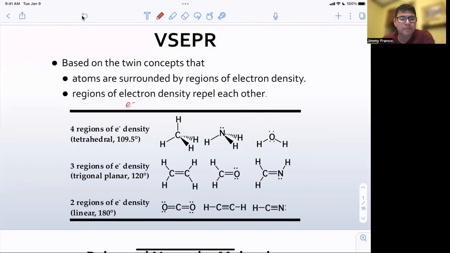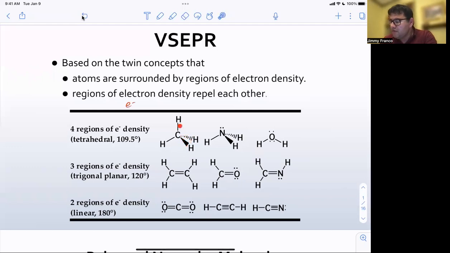And the thought is that electrons have a negative charge. Just like if you try to put two magnets together that have the same charge, they'll repel each other. Same thing here. So that electron charge is going to try to push away from each other. One of the things we probably haven't talked about much is that if you see this dashed line, that means it's going away from you. Wedge means it's coming towards you.